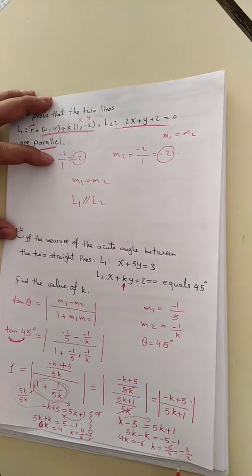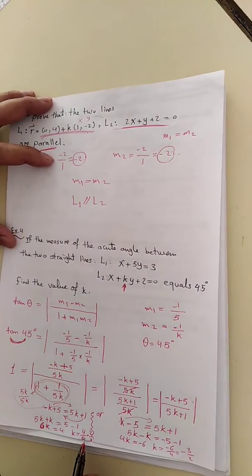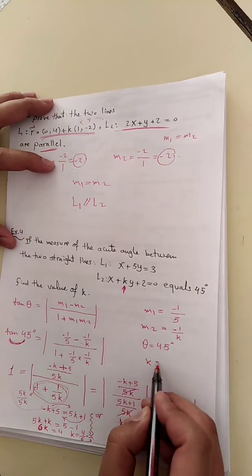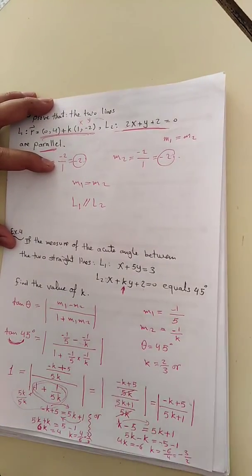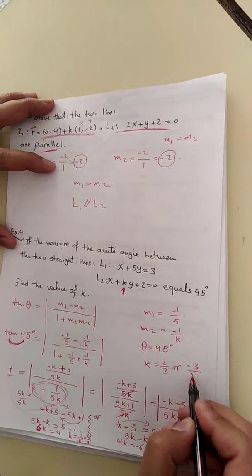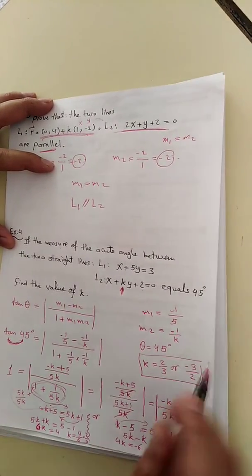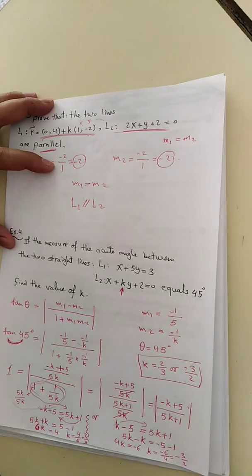Hence we have two values of k. k equals 2 over 3 or negative 3 over 2, and this is our required answer in our example.